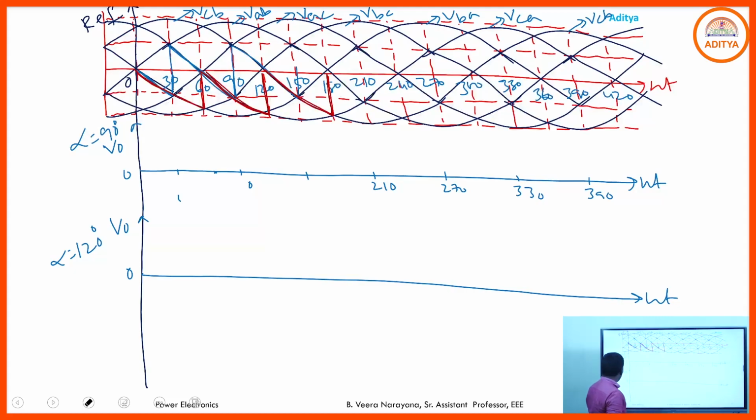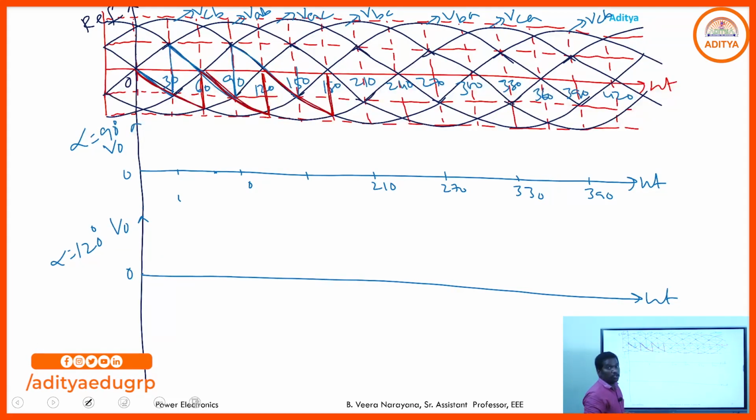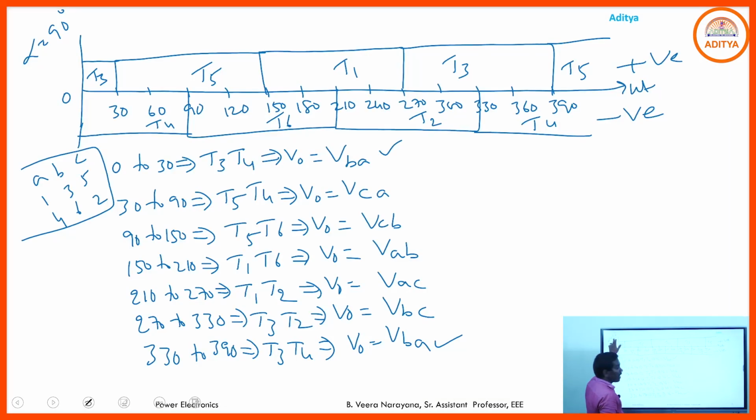Right. I just want to draw the output voltage waveform under discontinuous conduction mode, for the same alpha equal to 90 degrees. When you are in the discontinuous conduction mode for low value of the inductor, the timing diagram should be the same from 0 to 90. For alpha equal to 90, this is the timing diagram.